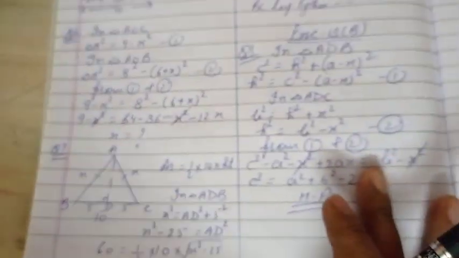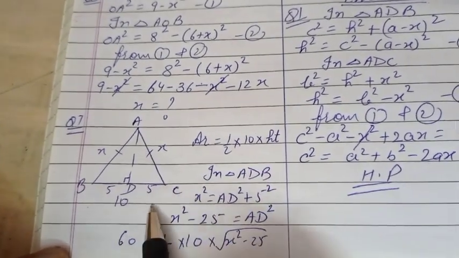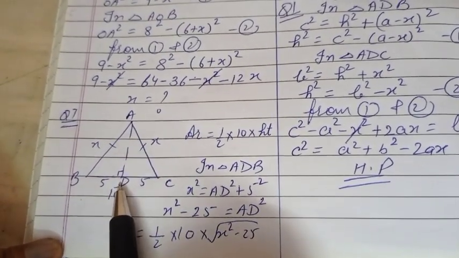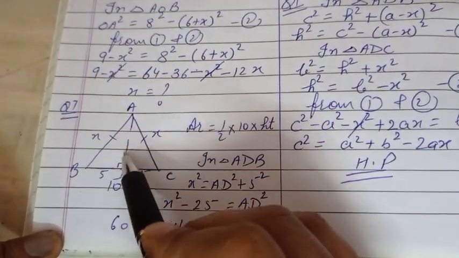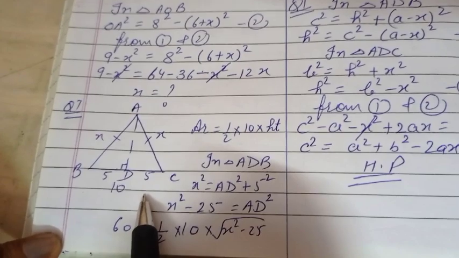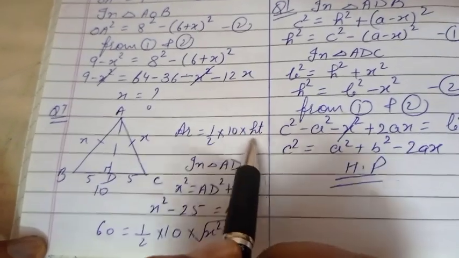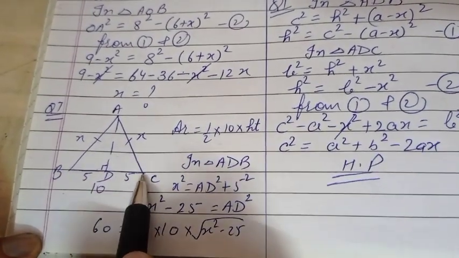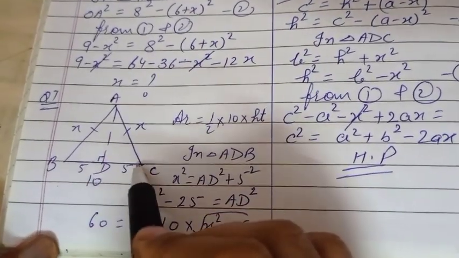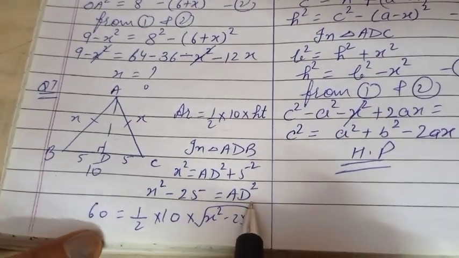Seventh question. In triangle ABC, AB is equal to AC. It's an isosceles triangle and the base is given 10 centimeter. And the area of the triangle is 60. Area is given. You have to find out the value of x. Children, you know in case of an isosceles triangle, if you drop the perpendicular, it will bisect the base into equal parts. Now take this triangle. What is the area of a triangle? Half base into height. Clear? Base is what? 10. Height we have to find out. It is not given, but height we can easily find out using the triangle. By using Pythagoras, I got the value of AD square.